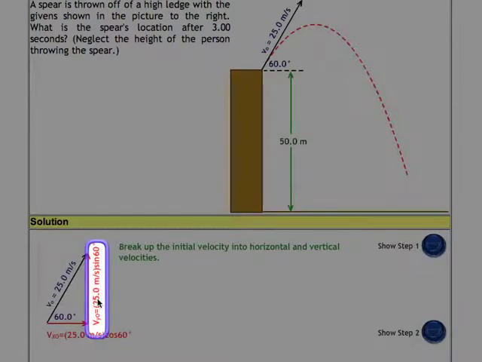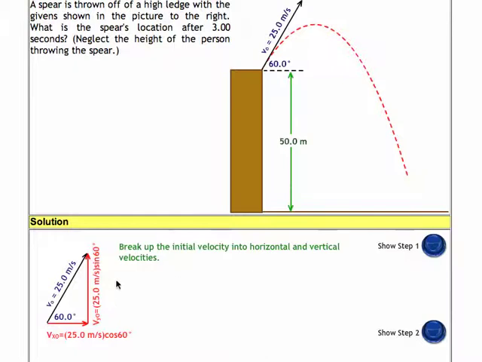It's not always sine goes with vertical and cosine goes with adjacent. It just depends upon the answer. All you're doing here is using trig correctly. So this is going to be my different components. The spear is thrown with a horizontal velocity of 25 meters per second cosine 60, and the spear is thrown upwards with a velocity of 25 meters per second sine 60. Next, on to the tables.